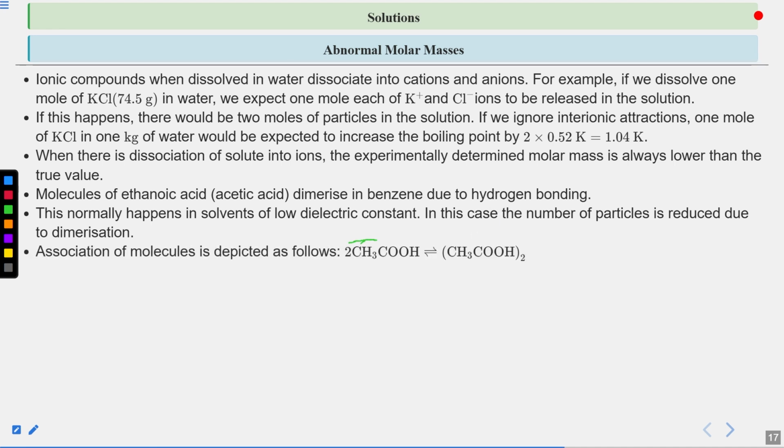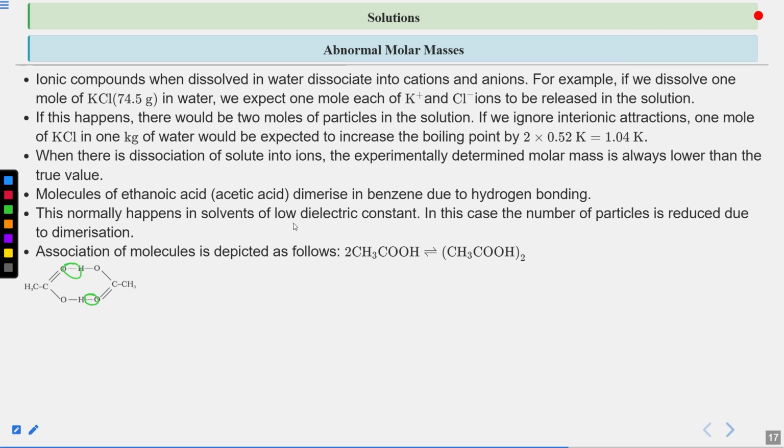So this is the equation that shows it. Dimerize means to associate 2 molecules. If it is trimerization, then it will associate 3 molecules. So 2 molecules of CH3COOH will give 1 mole of the dimer (CH3COOH) whole twice. This can be shown here with the help of this diagram, where we have hydrogen bonding between the first ethanoic acid and the second ethanoic acid. And this is the hydrogen bonding interaction that I am talking about.